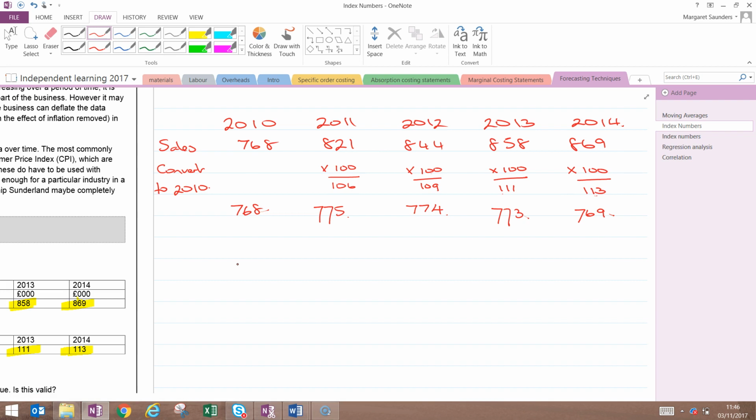Now, if we look at our sales, we can see that there was an increase between 2010 and 2011, after which the sales are actually declining. So the original increase in the sales that we were seeing year on year, we now know has been due to inflation, not to increased activity on the part of the organisation.